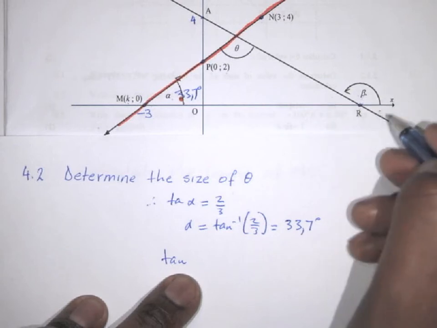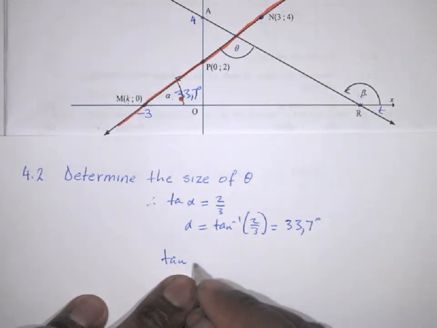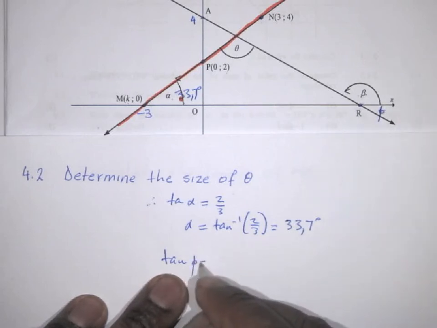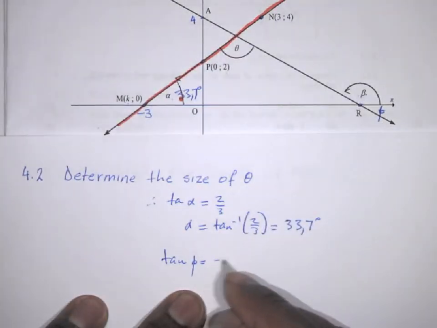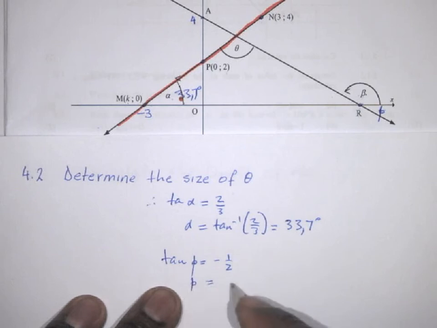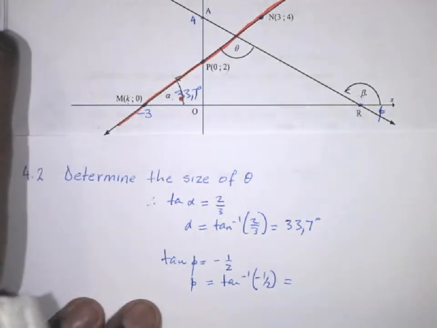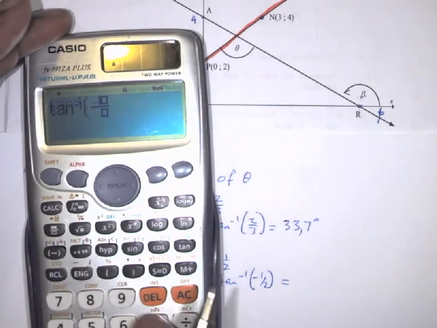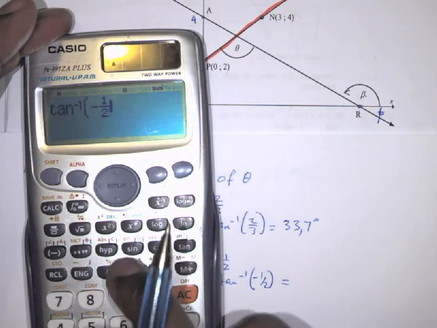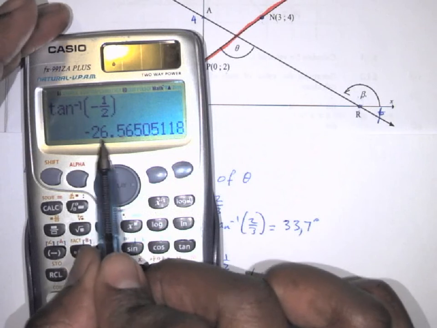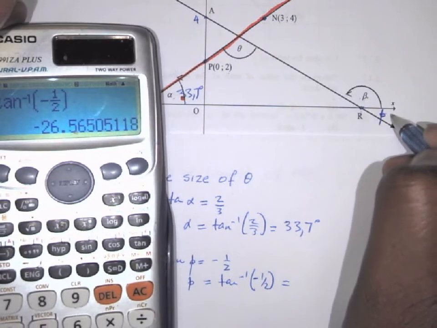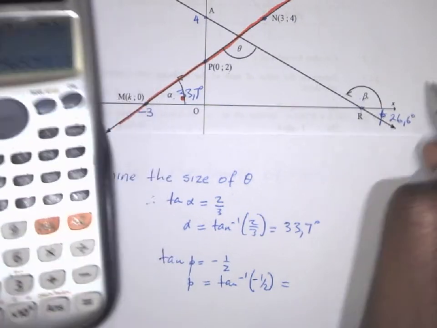Let's label this angle as a T or something. So let's not choose T, let's choose P. So tan of the small p is equal to the gradient of this, which is minus a half, which means that p is equal to arctan of minus a half. What do we get here? Arctan of minus 1 over 2, we get an answer of minus 26,6. The minus means that the angle is below. So this is 26,6 degrees.